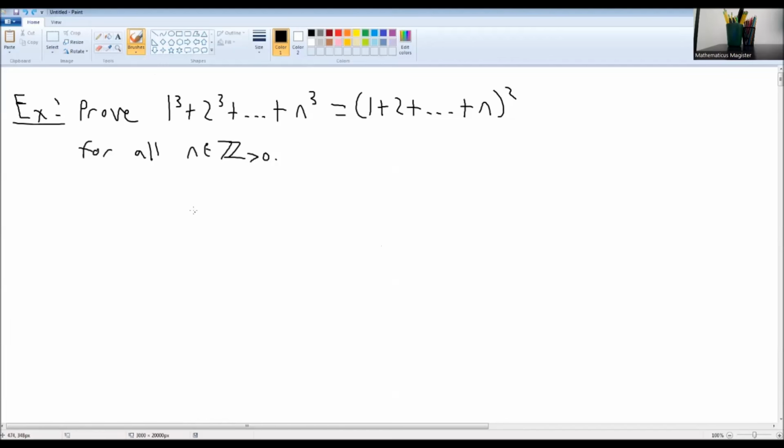Hello, students. Today we're trying to prove a famous theorem which says if you add up the cubes of the first n numbers, that's the same as just adding up the numbers first, but then squaring the result. Okay, so how do we do it? Well, I think it would be easier if we rewrite this sum here.